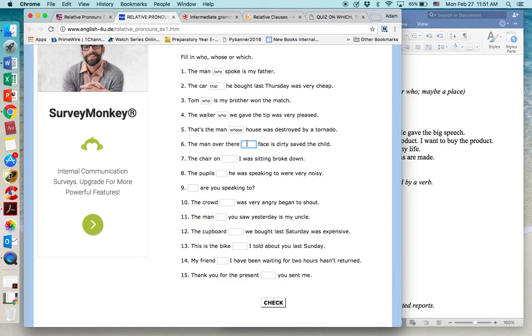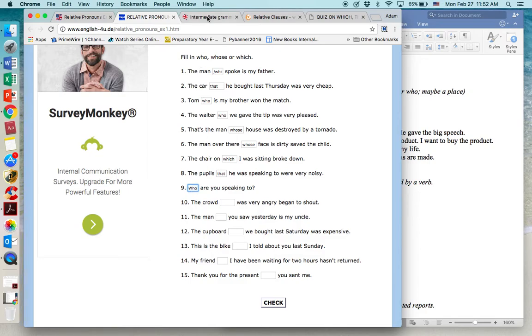The man over there, whose face is dirty, save the child. The chair on which I was sitting. The pupils that he was speaking to, or who he was speaking to, or whom he was speaking, to whom he was speaking, or whom he was speaking to, excuse me, who he was speaking to, or that he was speaking to, any of those are fine. Whom are you speaking to, or who are you speaking to?